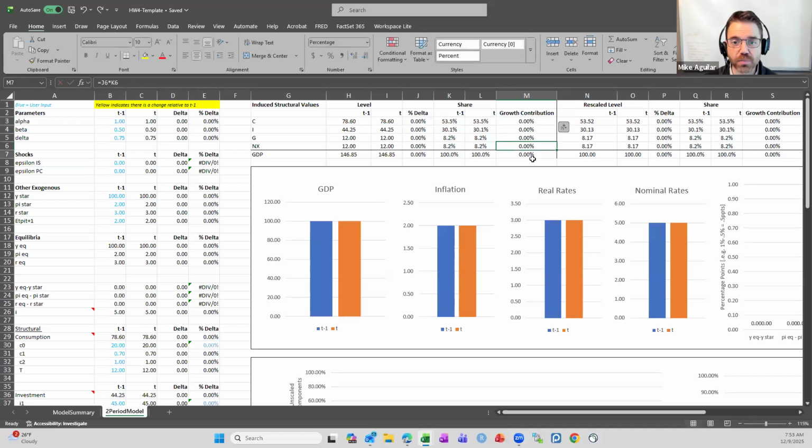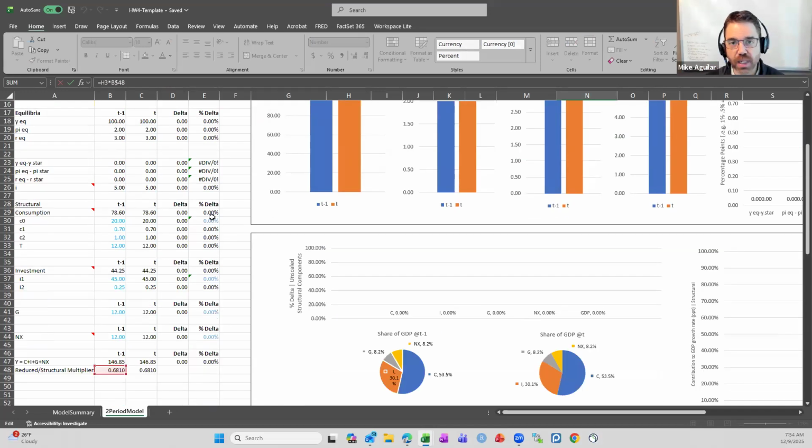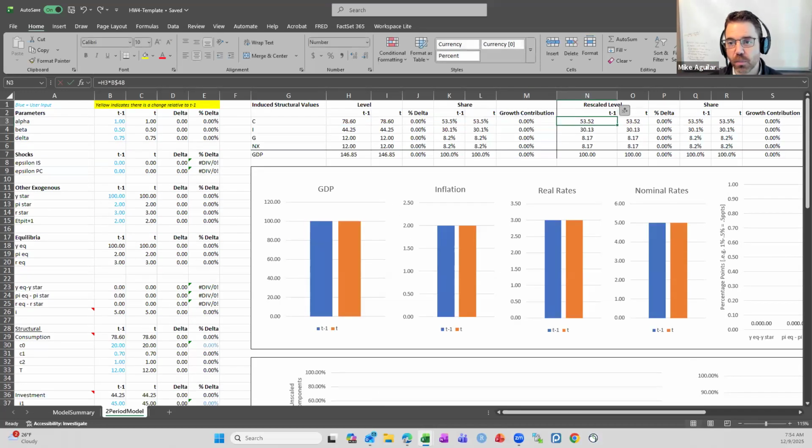When you take all those contributions and you add them up, it should be equal to the total GDP growth that we see in the C plus I plus G plus NX structural, as well as the reduced form. We want to make sure that they match. So I use the rescaled values. That's going to take the induced structural times our scalar and then repeat that whole process.